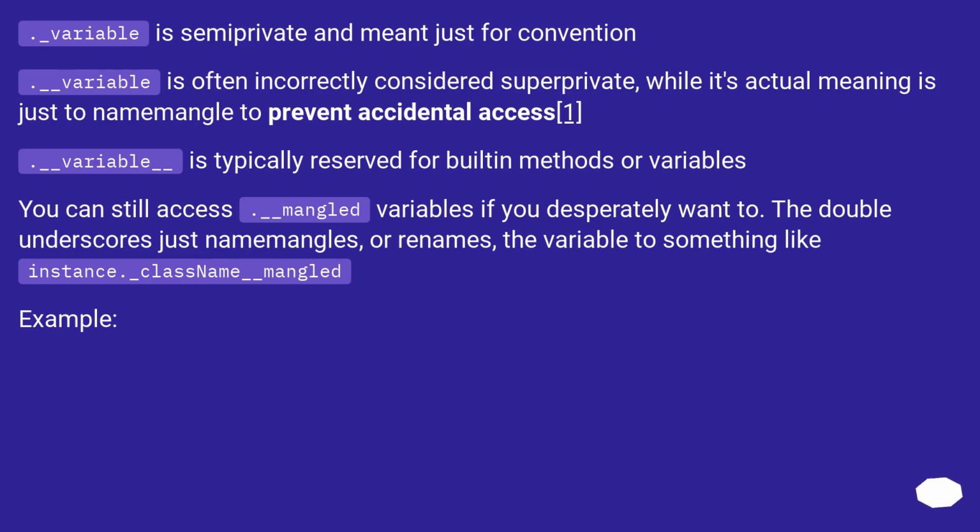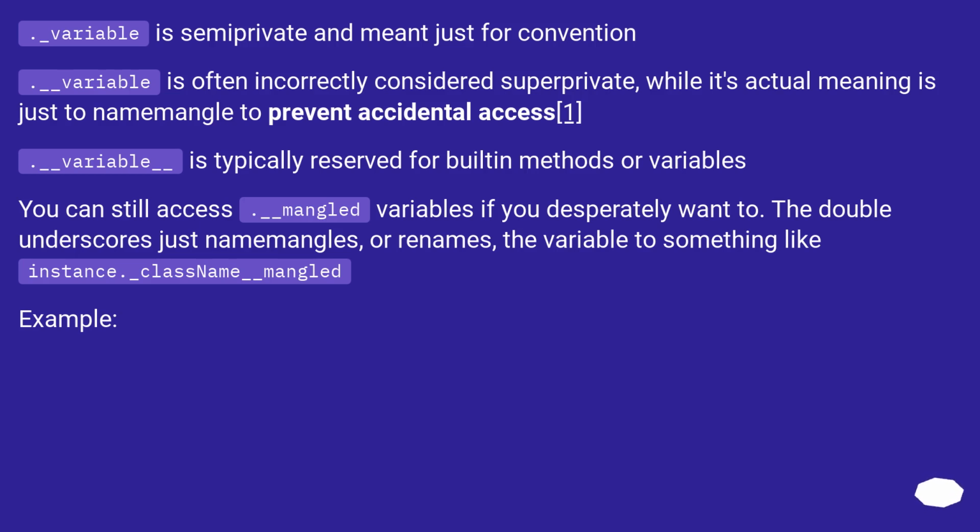_Variable is semi-private and meant just for convention. __Variable is often incorrectly considered super-private, while its actual meaning is just to name mangle to prevent accidental access. __variable__ is typically reserved for built-in methods or variables. You can still access mangled variables if you desperately want to.